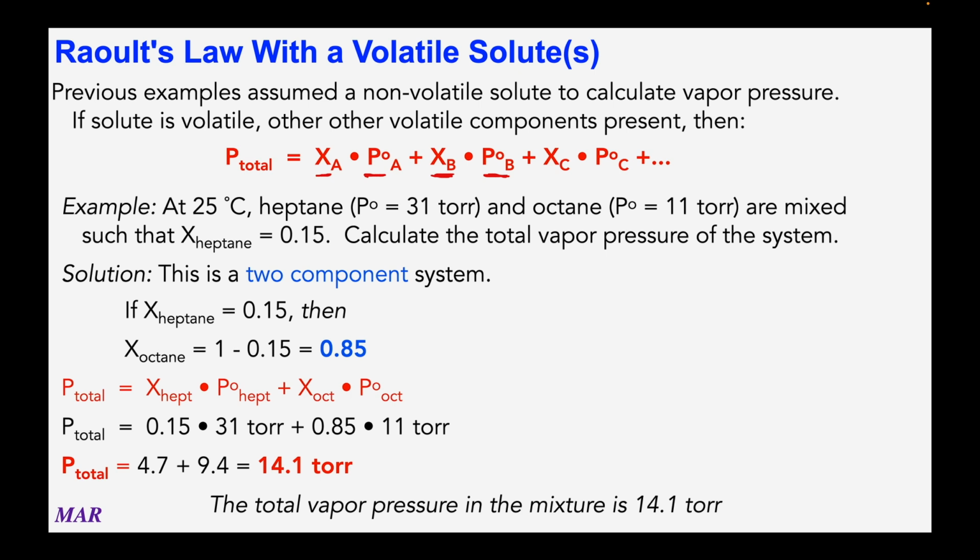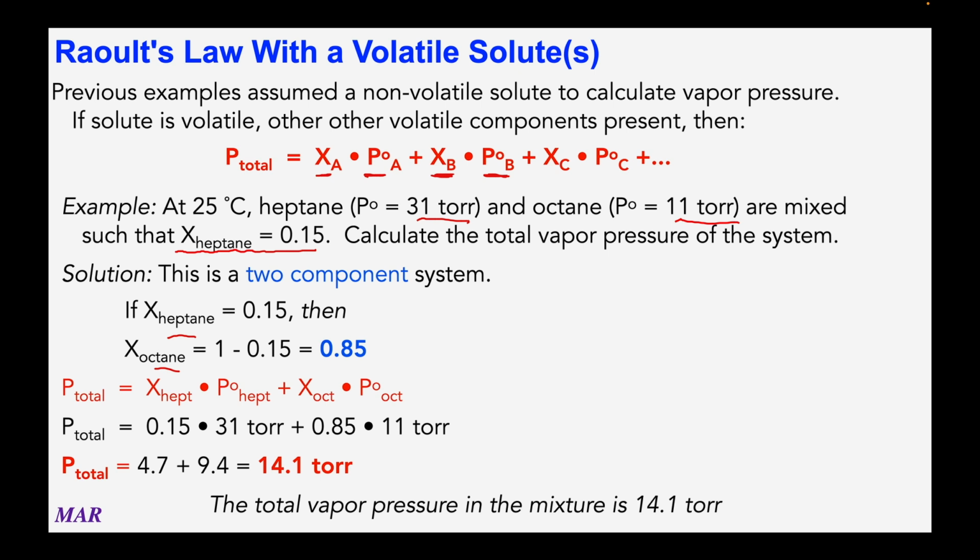So let's figure out how this all works. In this problem, we have both heptane and octane, and both of these have a torr value. So those are vapor pressures. A torr and a millimeter of mercury are the same. If they have a vapor pressure listed, that means that they're volatile. They're going to have a little bit of vapor pressure. We want to calculate the total vapor pressure of the system, and it also says that the mole fraction of the heptane is 0.15.